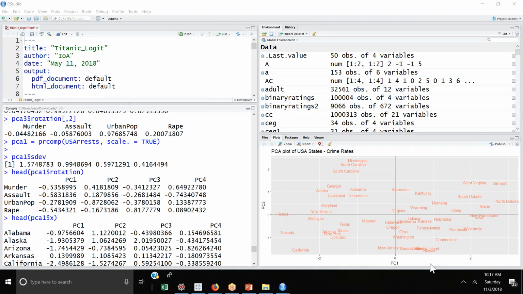PC1 is this direction, right? We are not saying murder because it is going in the negative direction. So it is a negative of negative, right? See, this direction is less murder, less assault, less urban population, less rape. But here, this direction is actually more murder, more assault, more urban population, and more rape. So Michigan, more urban, Texas, more urban population. This is somewhat an anomaly.